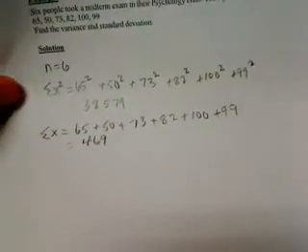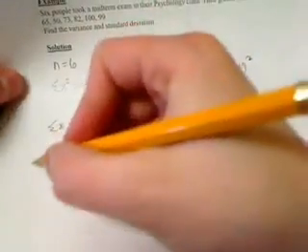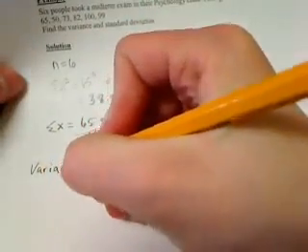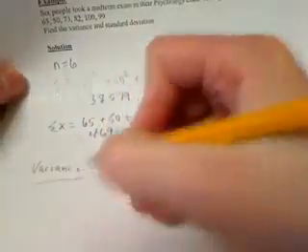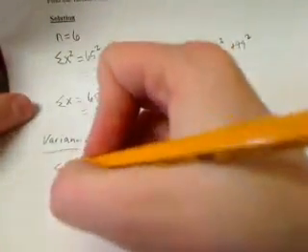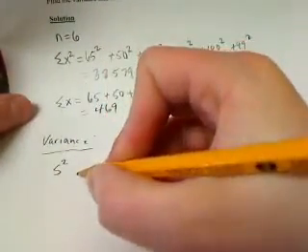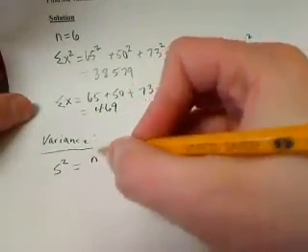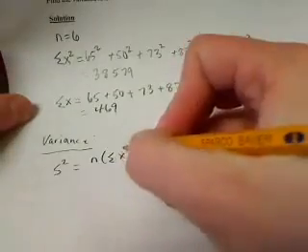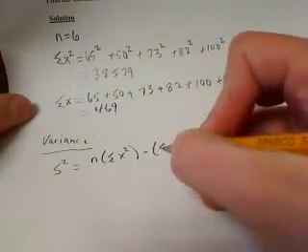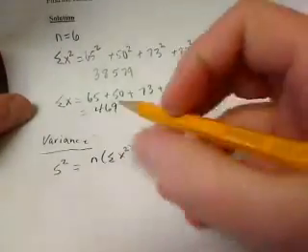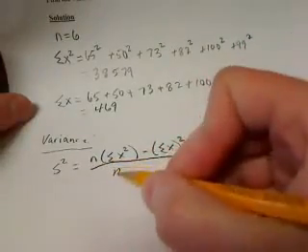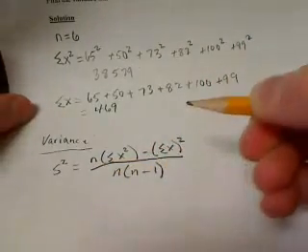In order to calculate the variance, we need to use the formula from our note card. And the variance is given by s squared. That's our mathematical notation for variance. And we take n times the summation of x squared minus the summation of x, and then we'll square it, and then divide by n times n minus 1.